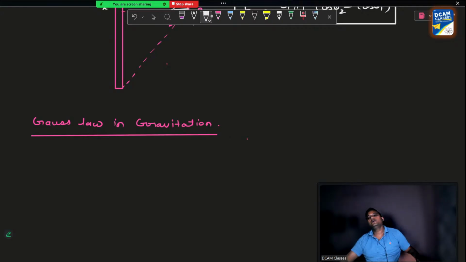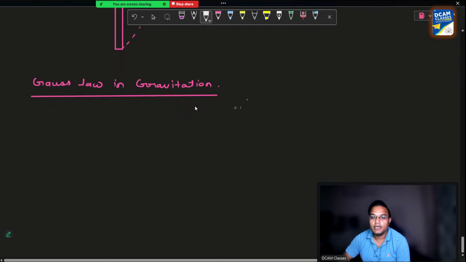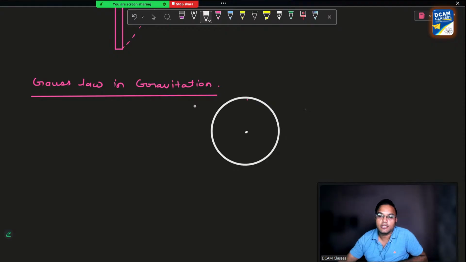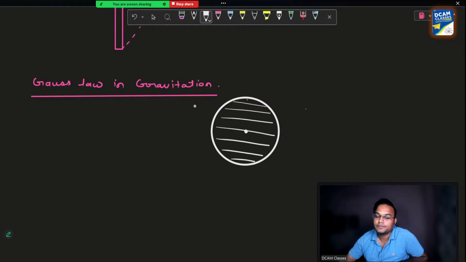What's Gauss law? Gauss law is actually useful to find out the field for different kinds of masses, like a solid sphere, or a hollow sphere, at different parts of a sphere. What it says is, suppose this is a solid body whose mass is capital M. We want to find out the field at 3 points.